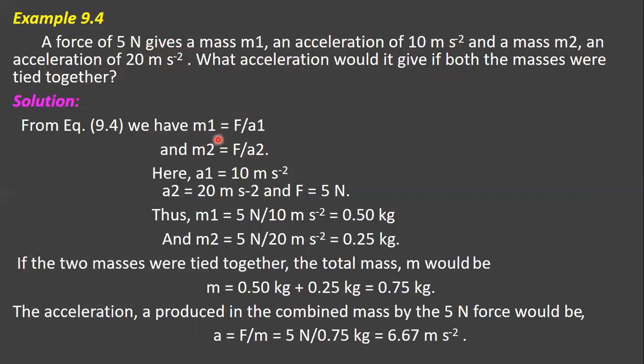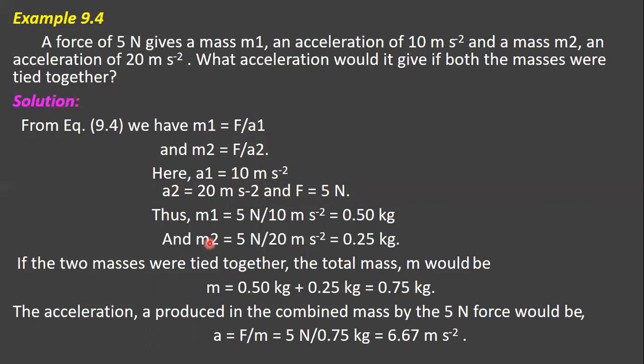Now we have, children, F equals ma. You know that F equals m into a. From that we can write m1 equals F by a1. See, m equals F by a. Therefore you can write m1 equals F by a1 and m2 equals F by a2. Here a1 equals 10 meter per second square and a2 equals 20 meter per second square. Make it as meter per second square, children, and F is 5 Newton.